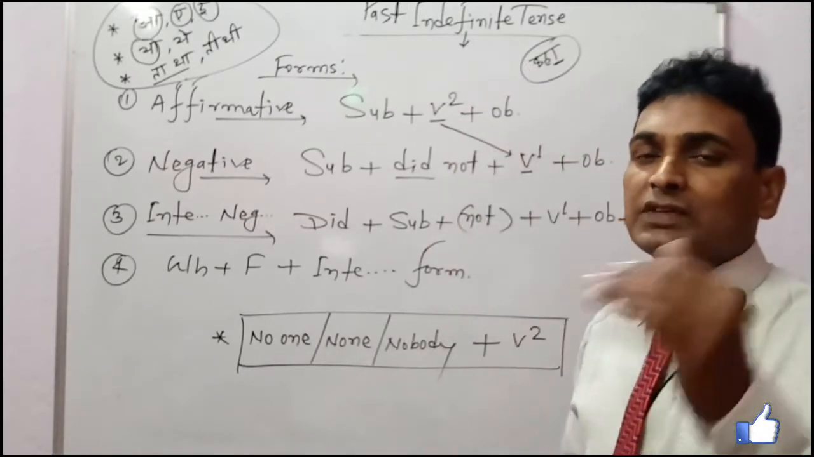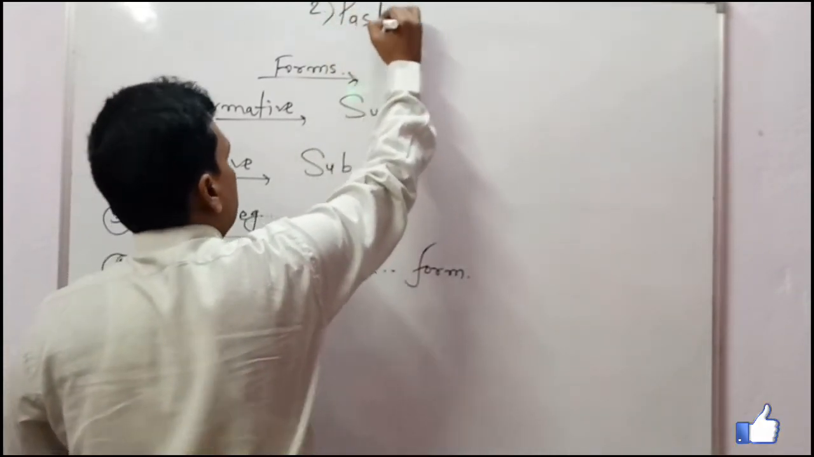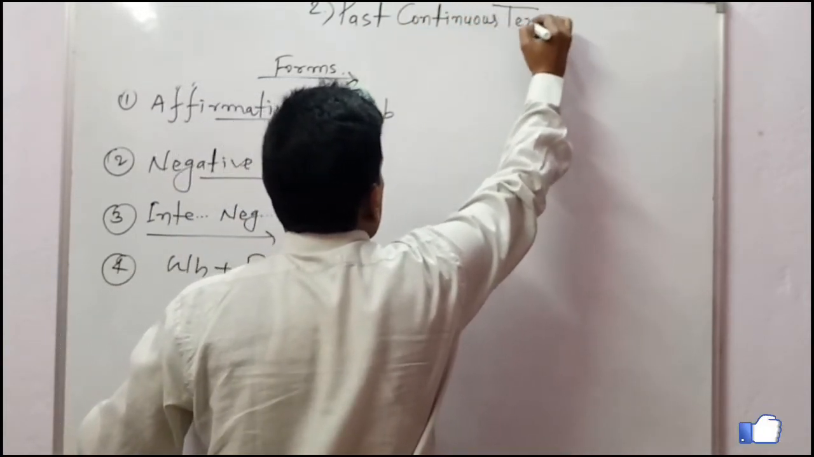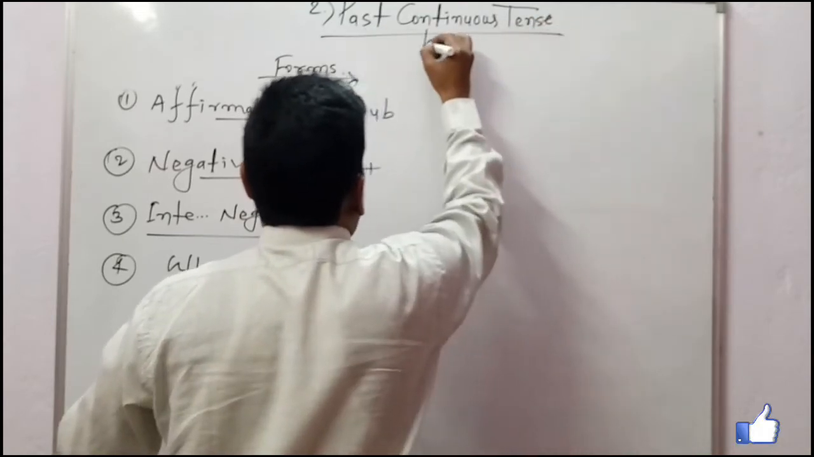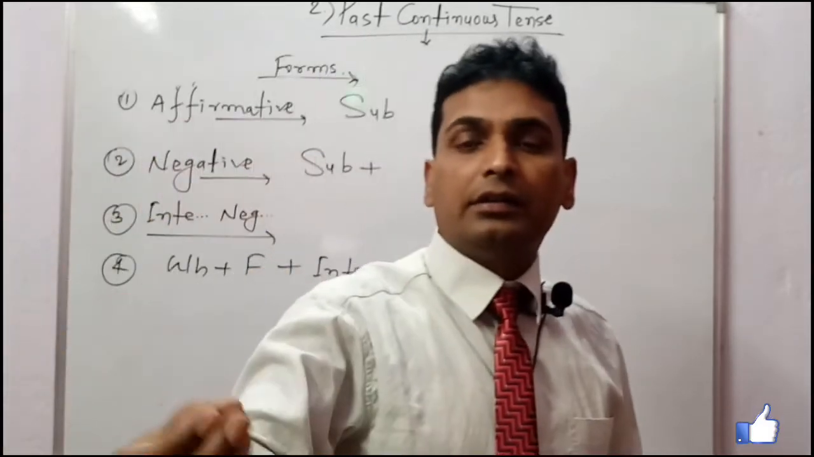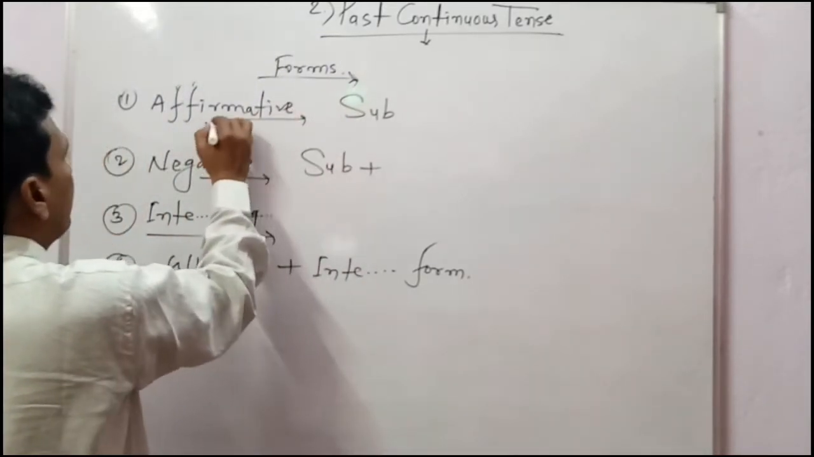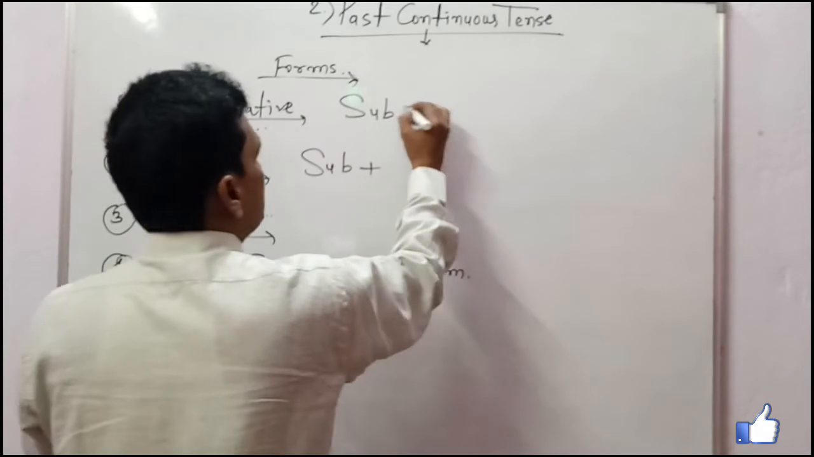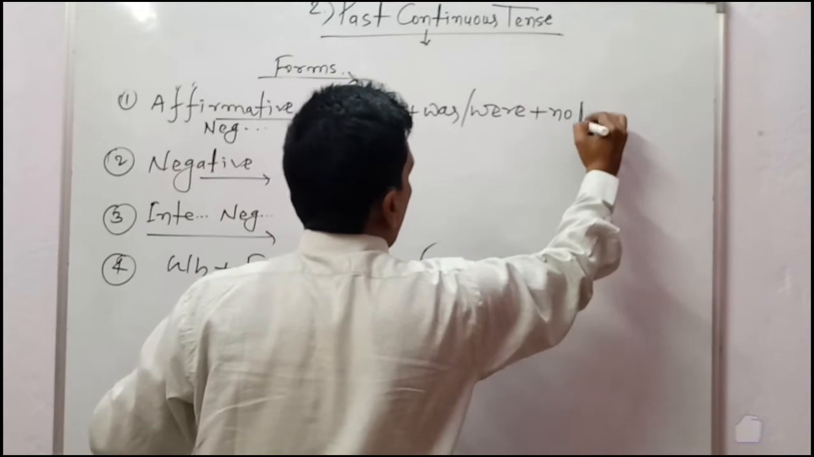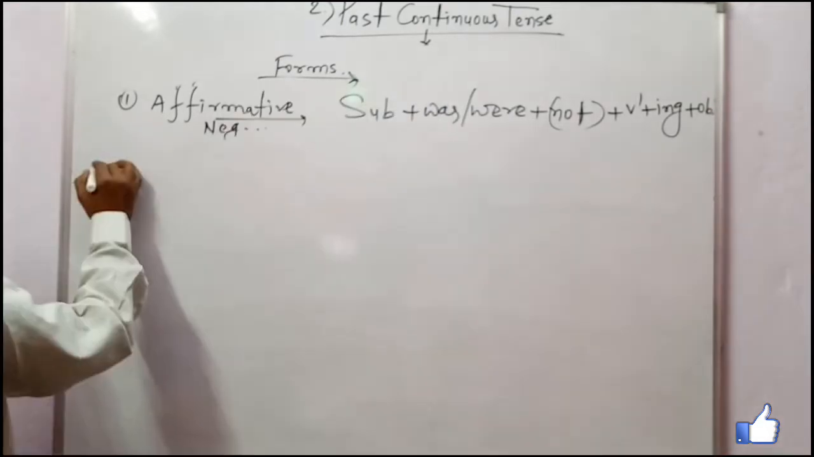Now let's move to the second one, that is past continuous tense, right? This is the second one. It has the recognitions like raha tha, rahi thi, rahe the, continuity in the past tense, right? So its affirmative and negative formula, I'm just going to write together. Subject plus was, were, plus under bracket not, plus v1 plus ing and plus object.